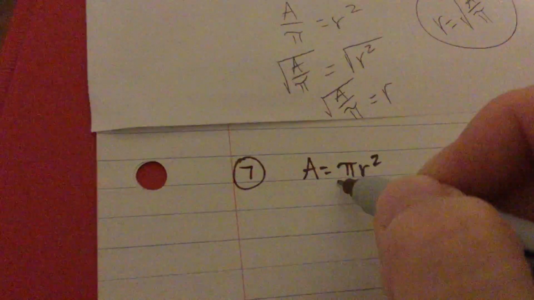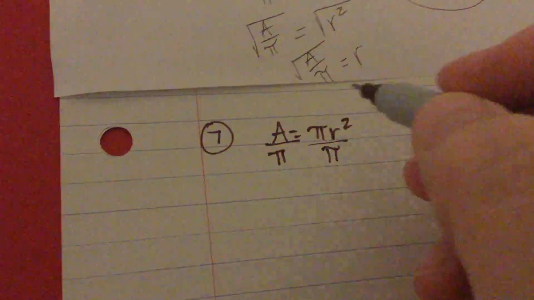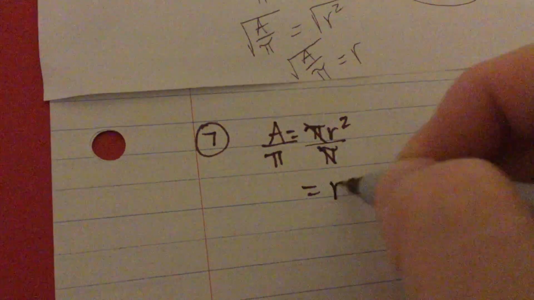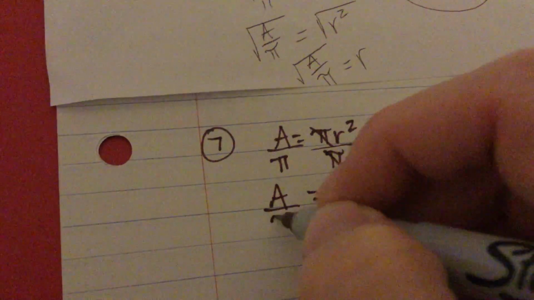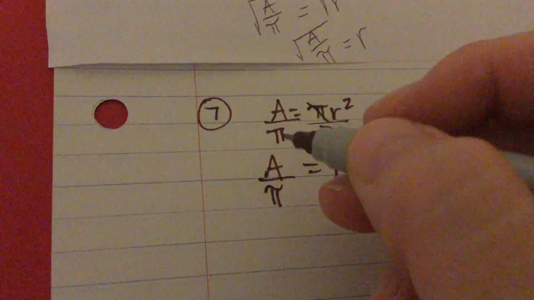So what that would look like is first I would start by moving my pi to the other side by dividing, because it's pi times r squared. Pi divided by pi is 1. 1 times r squared is just r squared. And then on this side, I would just write a over pi because a and pi are not like terms.